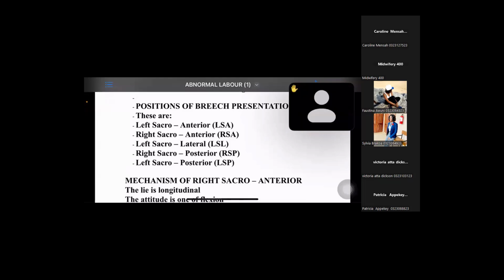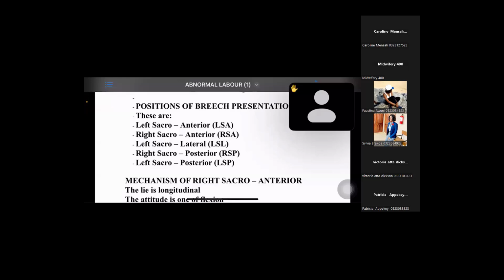So please, whenever we are talking about the anterior parts, we mostly make reference to the iliopectineal eminence. So it's either the left iliopectineal eminence or the right iliopectineal eminence. Then when we come to the posterior, it has to point to the sacroiliac joint. So either the left sacroiliac joint or the right sacroiliac joint. Then when we come to the lateral, it's the iliopectineal line. So with the left sacral anterior, it means that the sacrum is pointing to the left iliopectineal eminence.